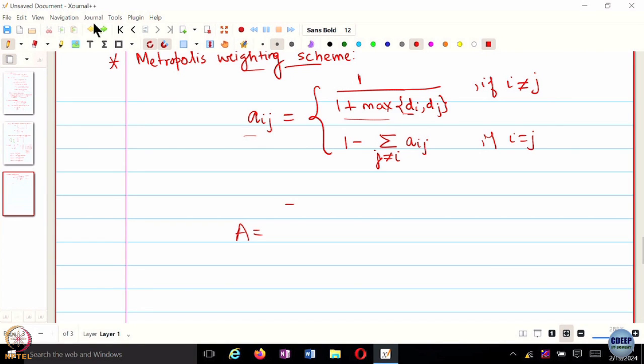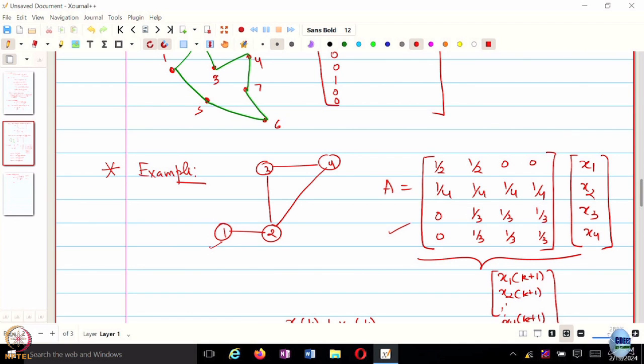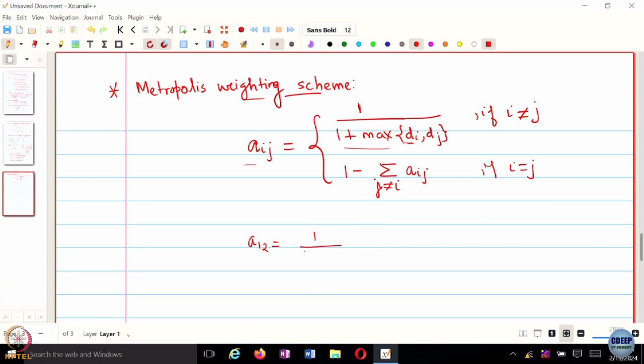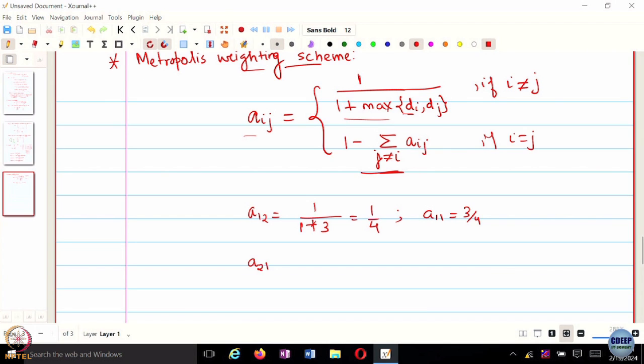Is this clear? So what would be the A matrix in this case? Let's first look at A12. Now what is the degree of node 1? It is 1, node 2 is 3, and nodes 3 and 4 are 2. So A12 is 1 over 1 plus the max of 1 comma 3, which is 3. So 1 over 1 plus 3, which is 1/4, and which basically gives you A11 is 1 minus this, and it becomes 3/4. Okay. What about A21? Now A21 again is going to be 1/4, because it's again max of 1, 3. In fact, node 2 has the highest degree, which is 3. So A23 is also going to be 1/4, and A24 is also going to be 1/4, which implies A22 is going to be 1 minus all of this, which is also 1/4.